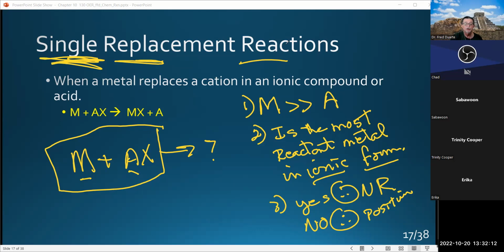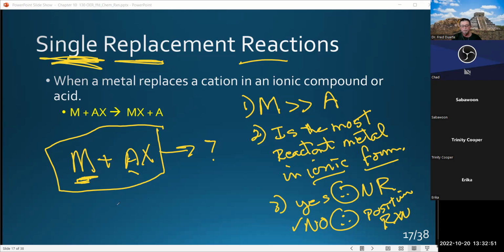And we're going to go through the general formula first, and then we're going to do specifics. Positive reaction. So in this example, M is more reactive than A. M and A are hypothetical metals. So then we ask the question: is the most reactive metal in ionic form? Well, no. The most reactive metal is M. It's in elemental form. So no is the answer, and that means we have a positive reaction, which means that you just exchange positions of the metals.